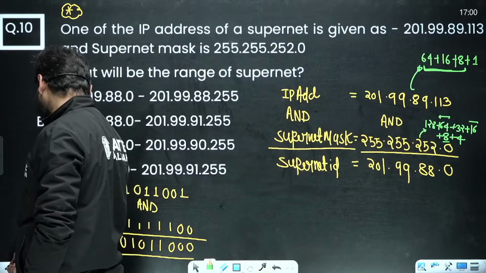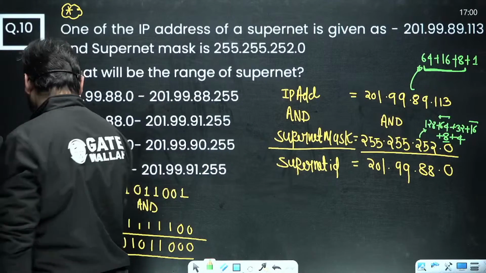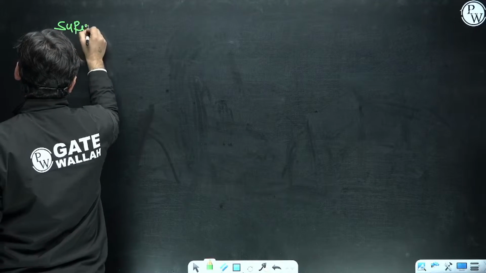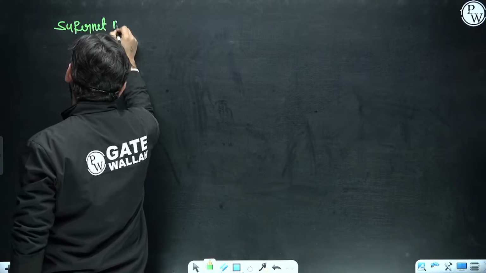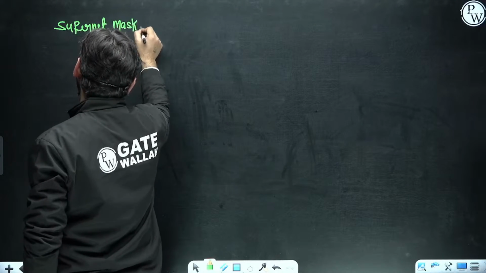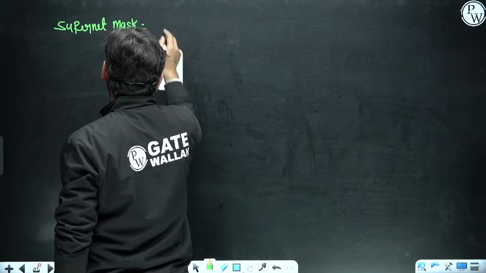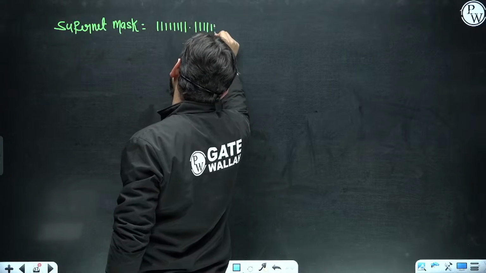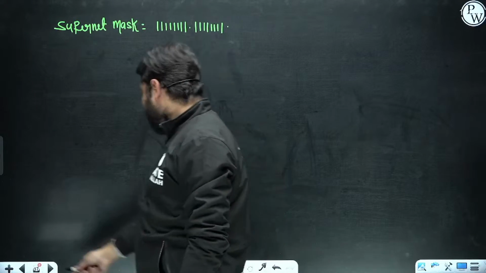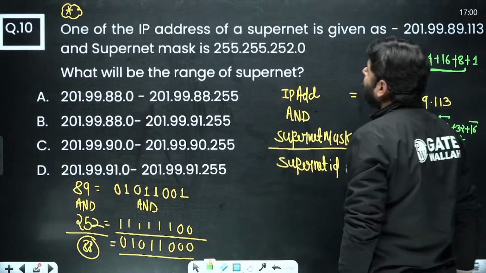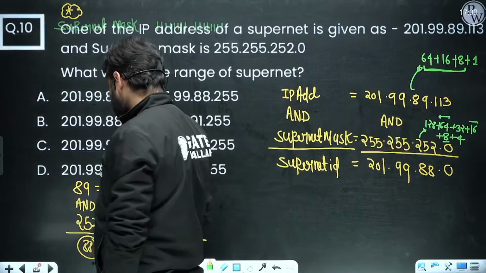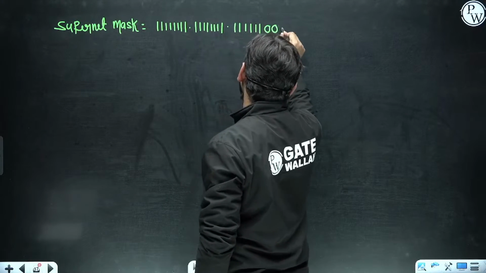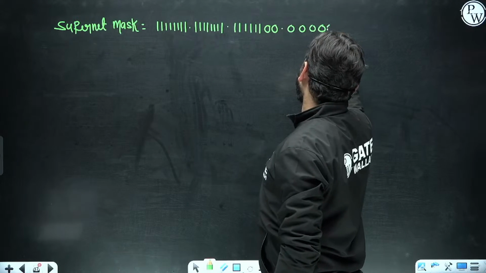Anyone can try. Supernet mask is given here, 252.0. Now we can solve this question. It is a really very interesting question. 255 means 1, 2, 3, 4, 5, 6, 7, 8. Now what is given here? 252.0. 252 means 1, 2, 3, 4, 5, 6.